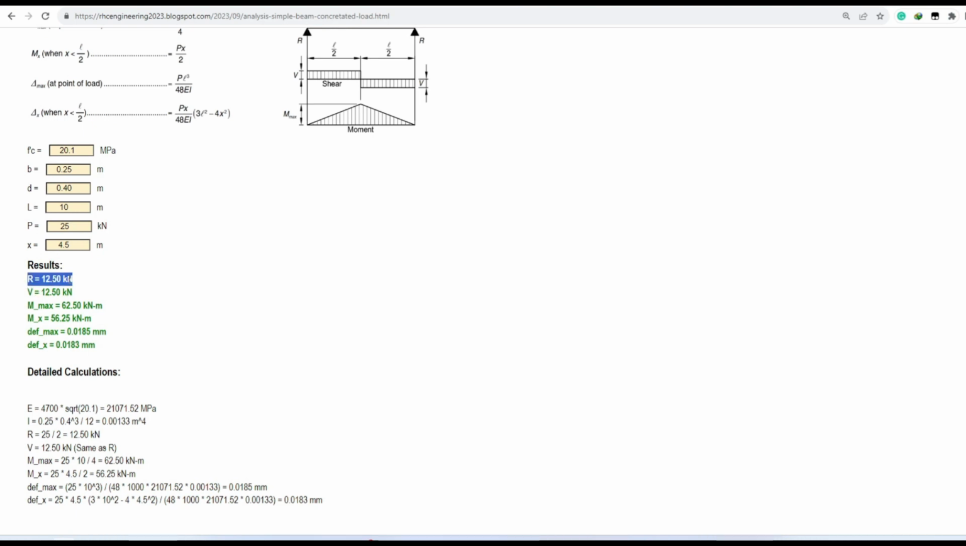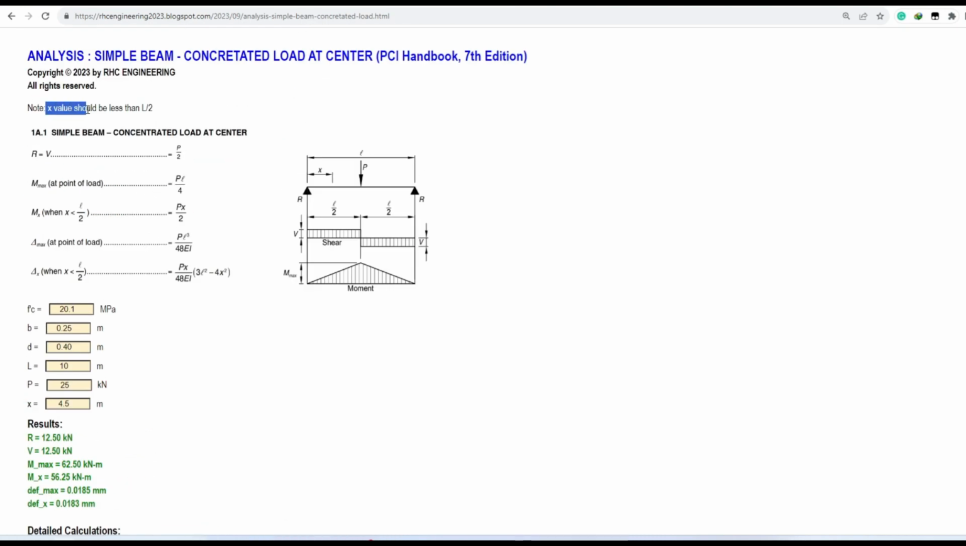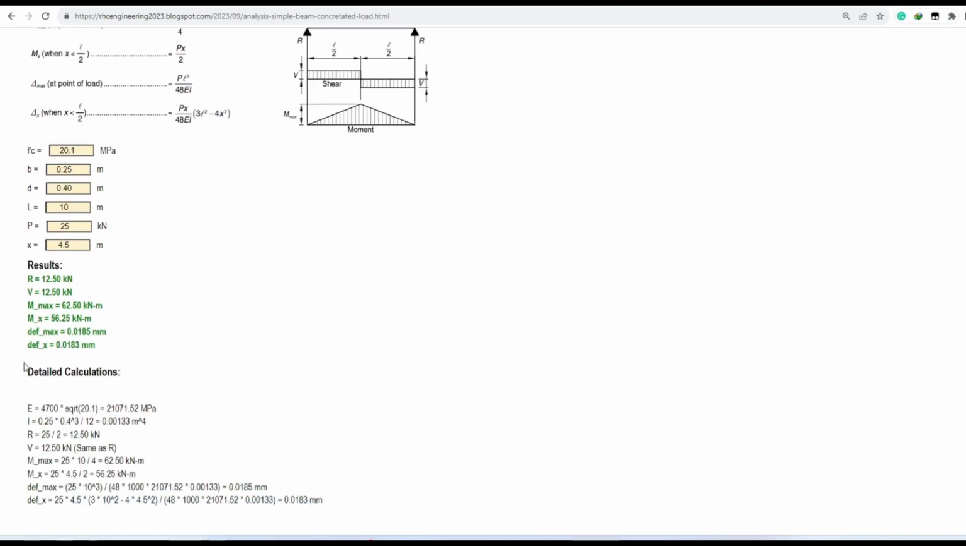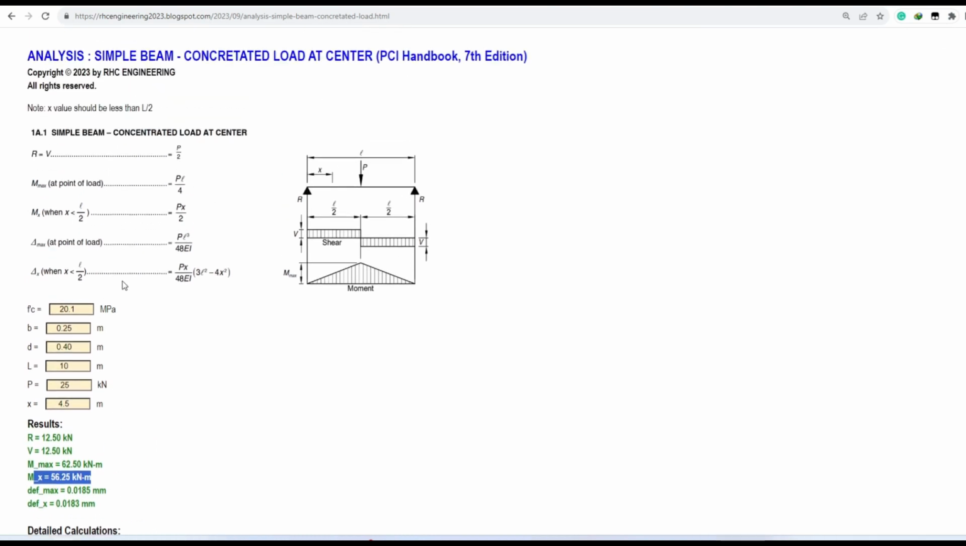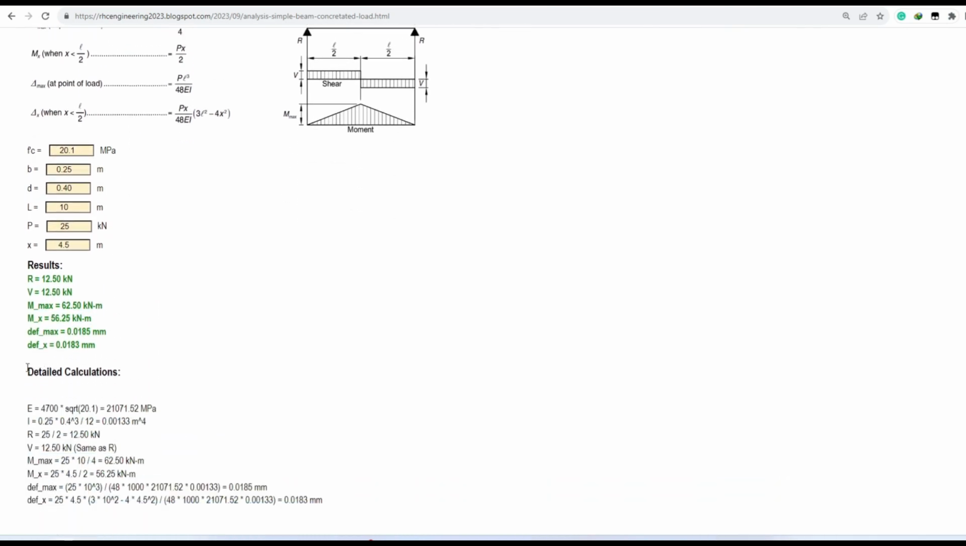So we get the reaction and shear. Although the maximum reaction is the same as the shear value. The moment max, then Mx, deflection max, then the corresponding deflection, and the corresponding value of x from the left support. Just remember, the x should be less than L over 2 so you can consider the deflection or the moment at the corresponding value of x. Then we have here the detailed calculation. So just check it.